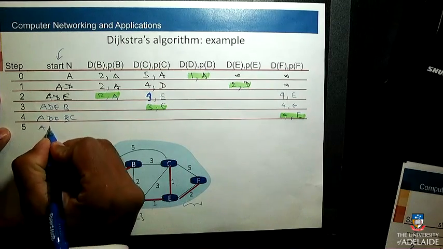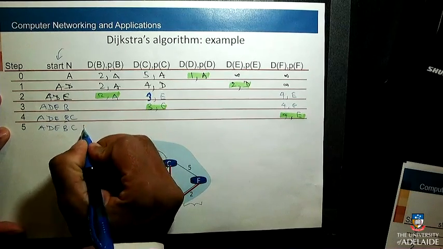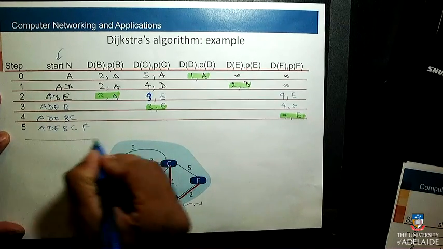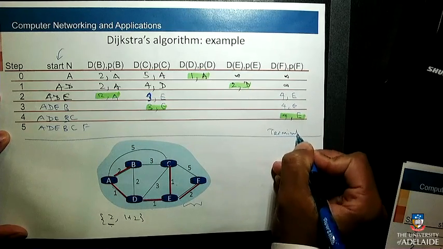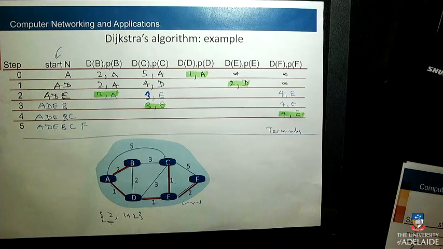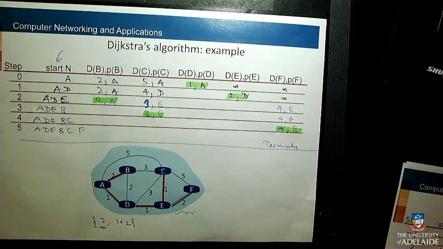So we're going to add that A, D, E, B, C, and F, and now the algorithm terminates, right? From F, there's nothing else to go to. Is that clear to you guys? Any questions? Yay. This is the routing table.